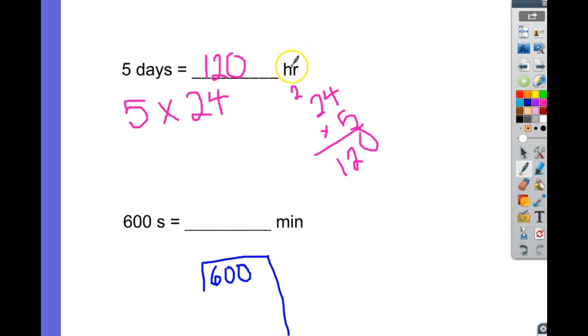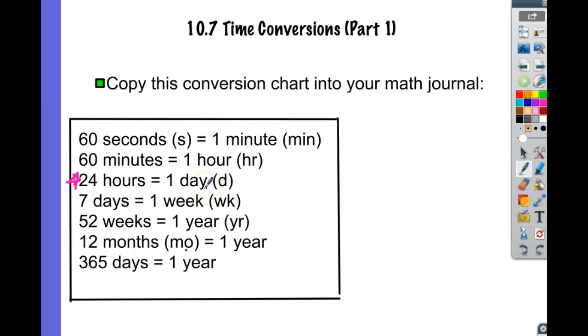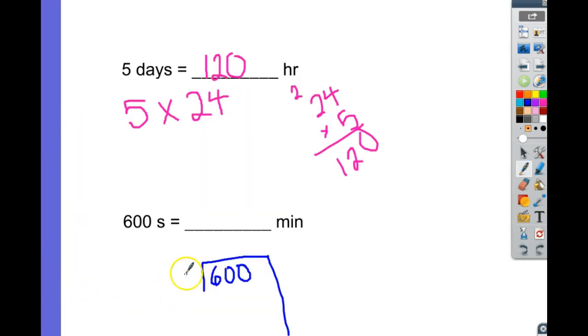Well, just like I said up here, look at the smaller unit and say, okay, how many hours are in a day? Well, I'm going to look at my smaller unit here, seconds, and say, how many seconds are there in a minute? This is where my conversion chart comes in handy. I can look here and say, oh, there are 60 seconds in a minute. All right, let's go back to our problem here. 60 seconds in 1 minute. So I'm going to divide 600 by 60.